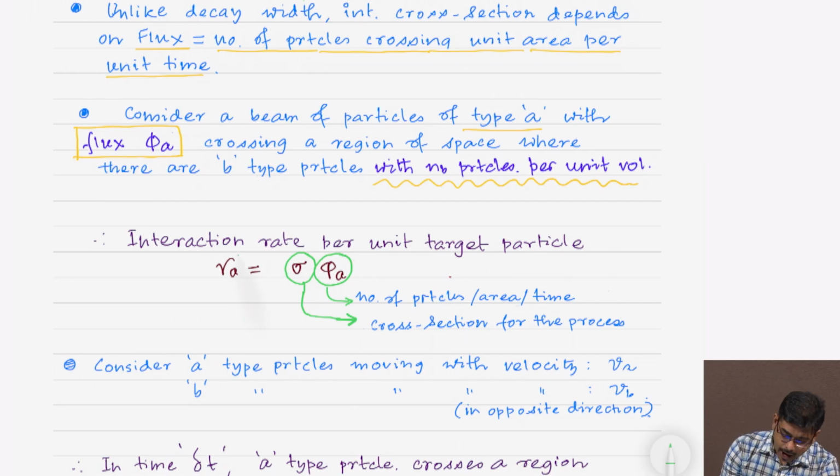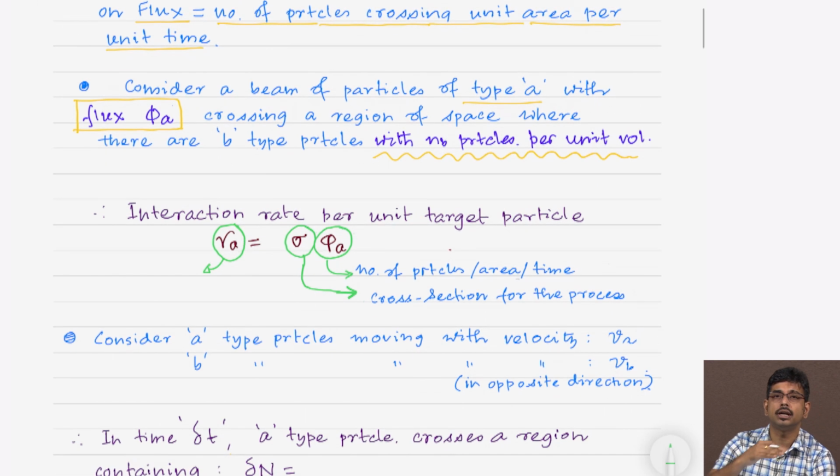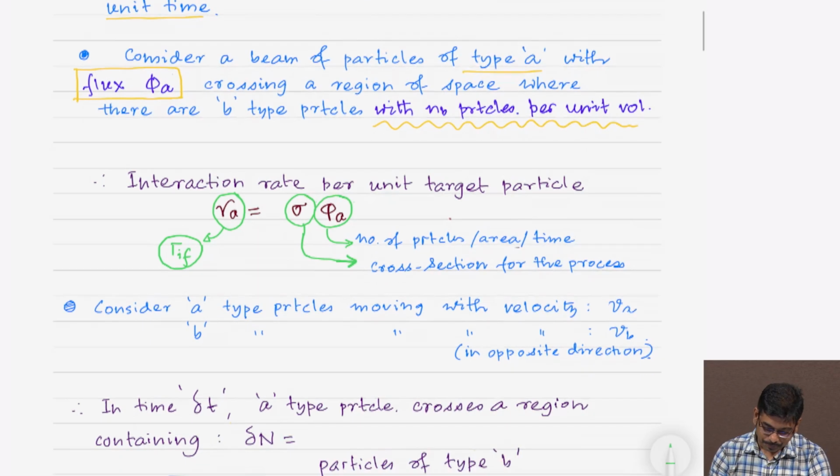Remember that this R A, this interaction rate, can in turn be related to the rate of transition from state I to state F, which was given by Fermi's golden rule in non-relativistic quantum mechanics. Okay? So, we will use that formalism to define the cross section eventually.